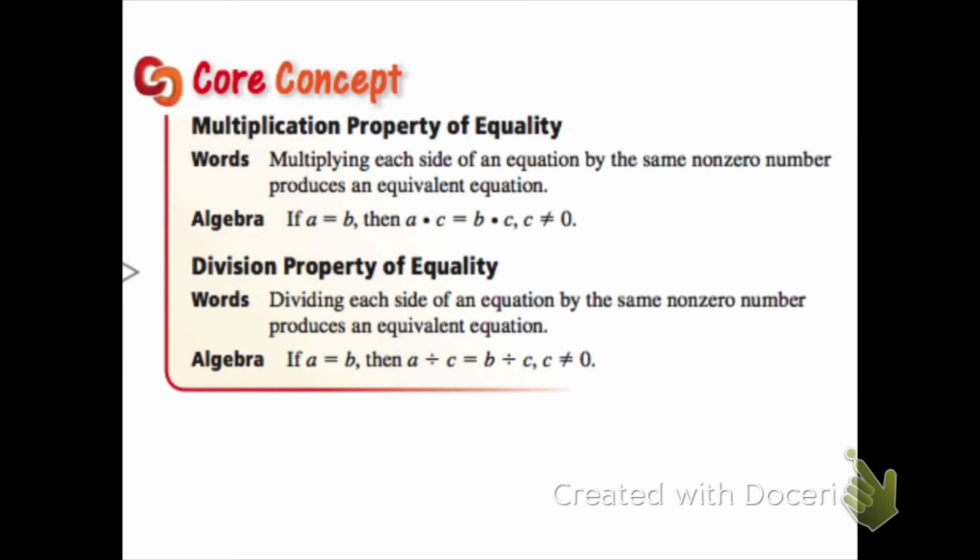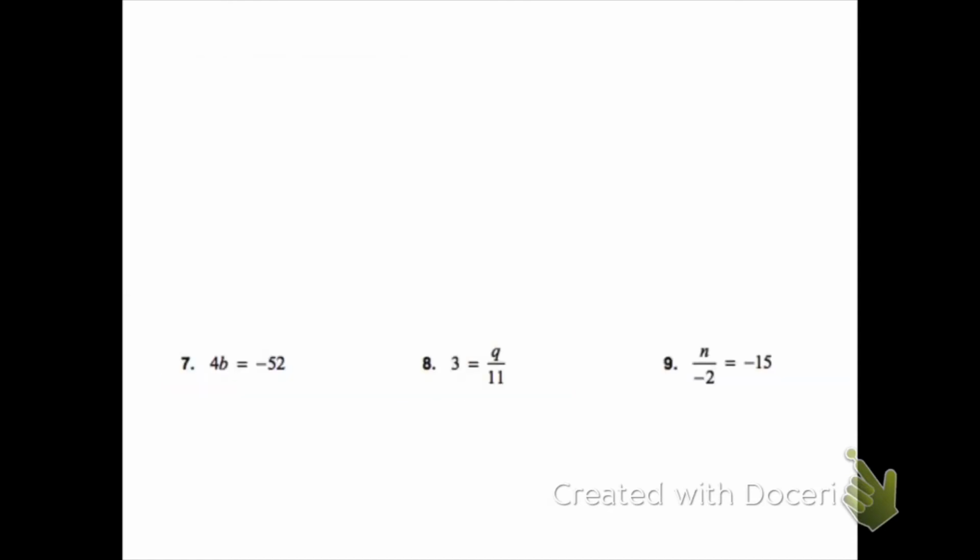All right, moving on to the multiplication property and division property. Same thing. If you are undoing multiplication, use division. If you're undoing division, use multiplication. Because as long as you're doing the same thing to both sides of the equation, you'll maintain equality. So we'll just continue on and do 6, 7, 8, and 9 from the student journal.